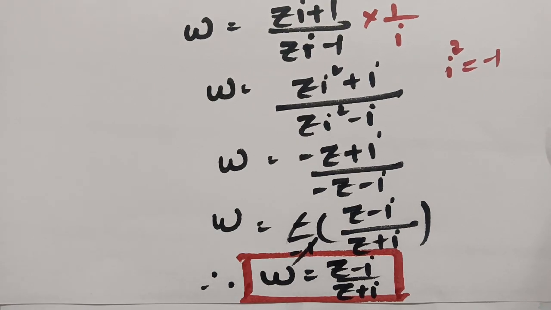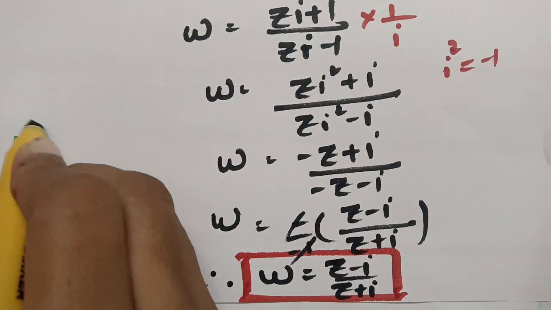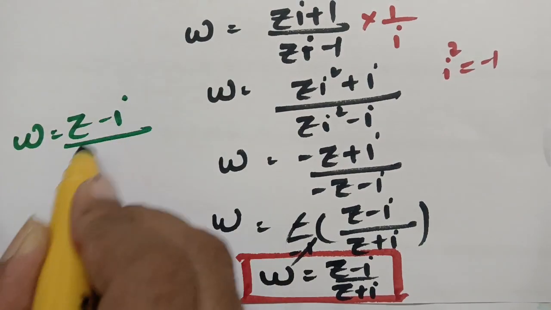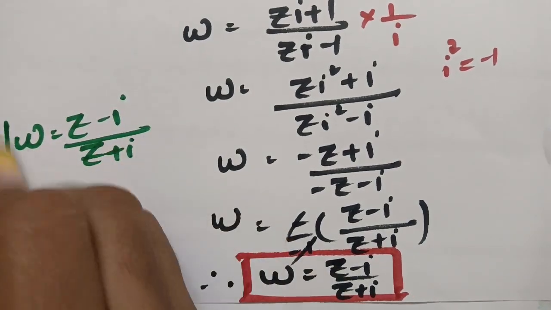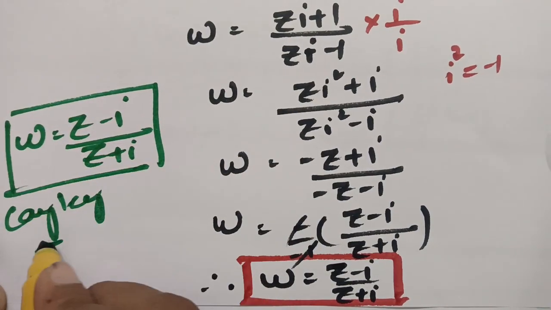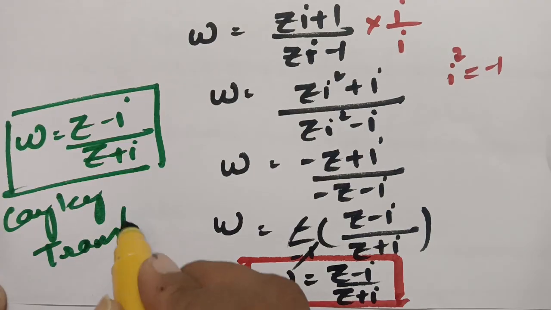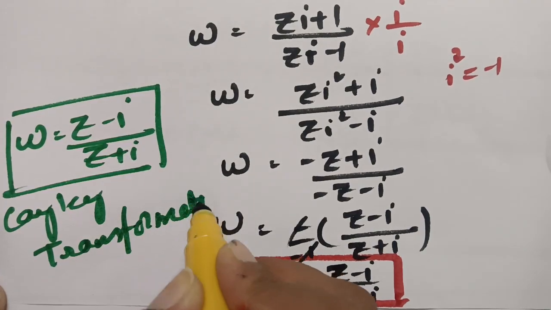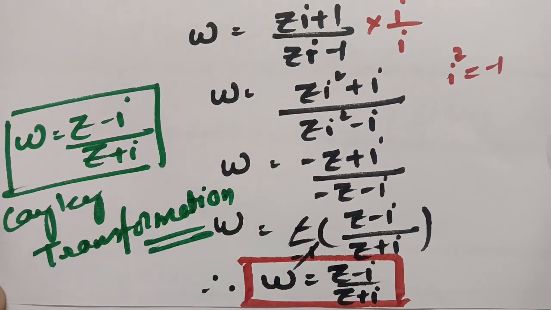See here, as this is very important, W is equal to Z minus i by Z plus i. So this is sometimes called the Cayley transformation. Which transformation is it? Cayley transformation, as it is very important for the GATE examination.